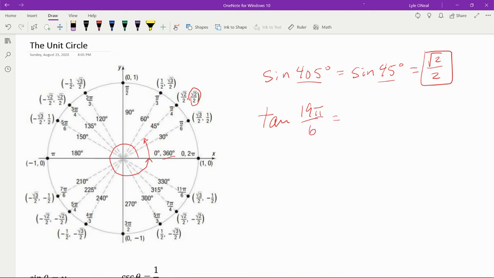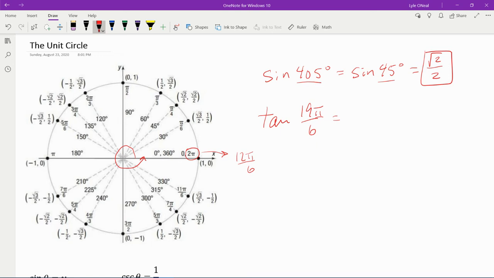So let's erase all of this. And we want to do tangent of 19 pi over 6. Now, the largest pi over 6 angle that we can get to in the unit circle is 2 pi, which is 12 pi over 6. And if you're wondering how I got that, 12 divided by 6 is 2. So I simply wrote 2 pi as an equivalent fractional expression with a denominator of 6. Okay, so do you understand a full circle is going to get me to 12 pi over 6.